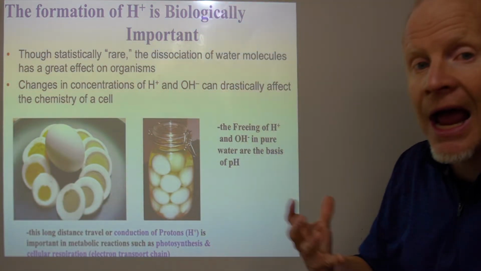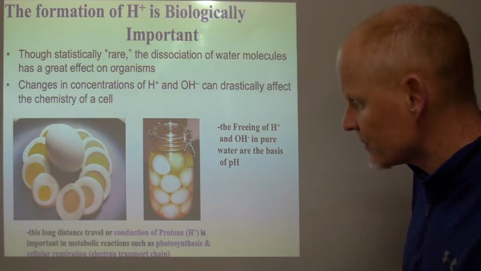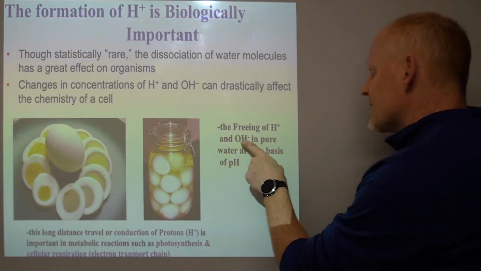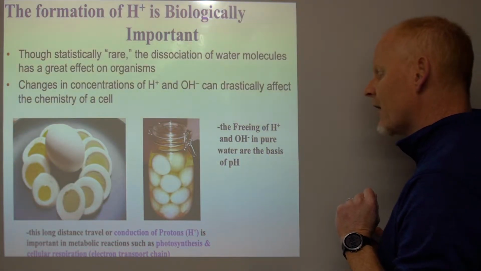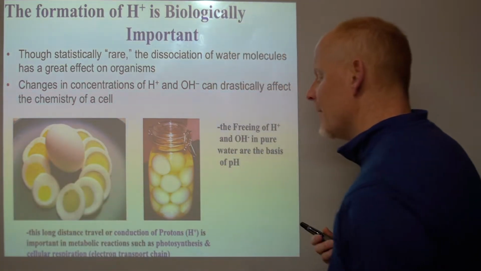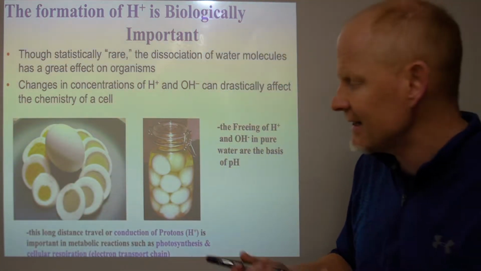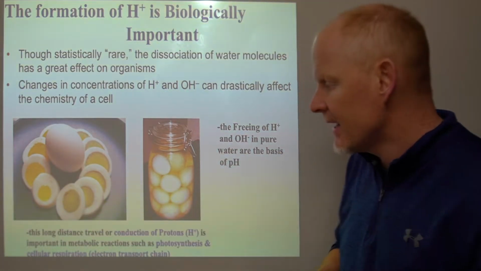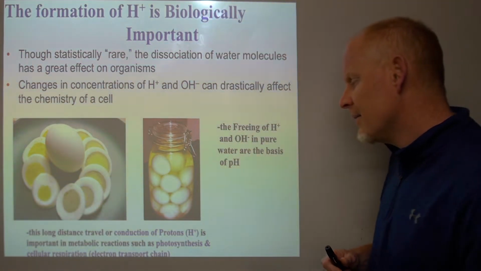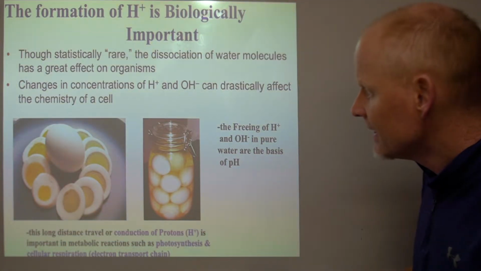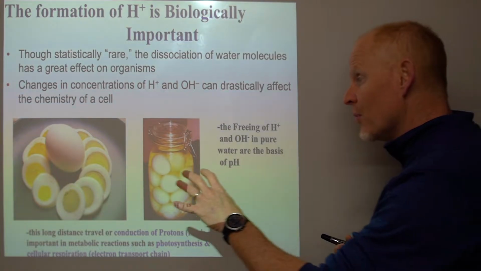And we'll learn how when we talk about photosynthesis and cellular respiration. The freeing of protons and hydroxyl groups in pure water are the basis of what we call pH. And so you can, for example, acidify eggs, put them in an acid, right? And you can dissociate the proteins, and then you can cut them and eat them. These are called pickled eggs, right? Some people really love pickled eggs. And so this becomes really important.